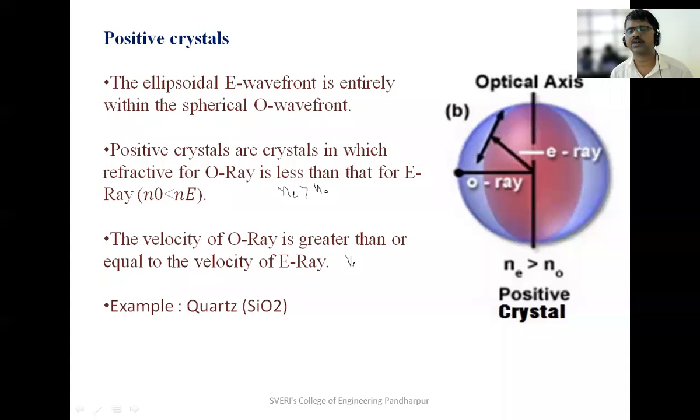V0 is greater than VE. The velocity of the extraordinary ray is less than the velocity of the ordinary ray except along which axis? Optic axis. And the last one is an example of a positive crystal: quartz. Quartz is the example of positive crystals. Okay, in short, write the points.